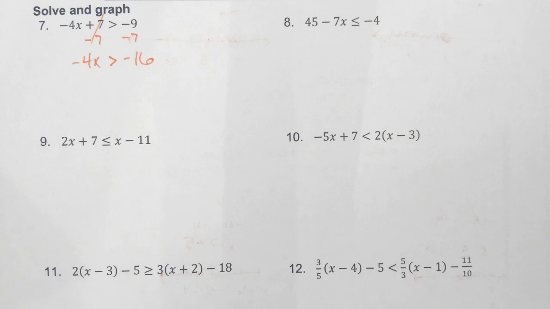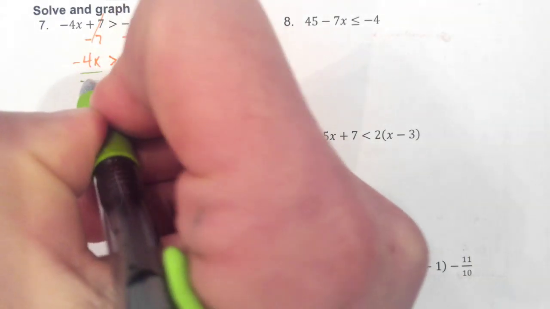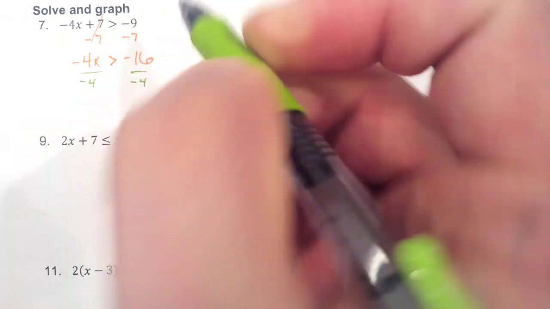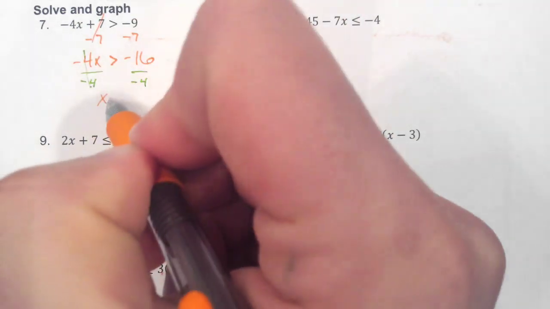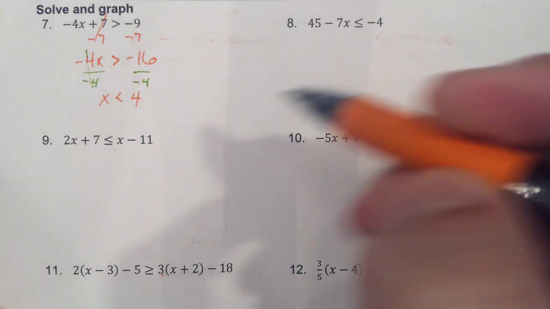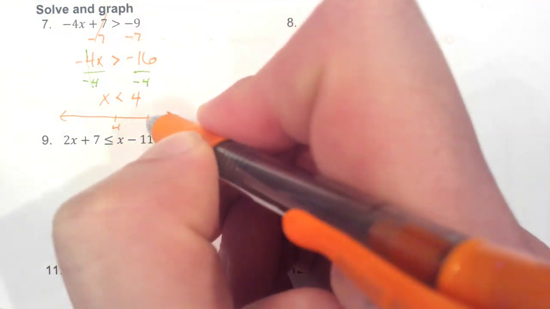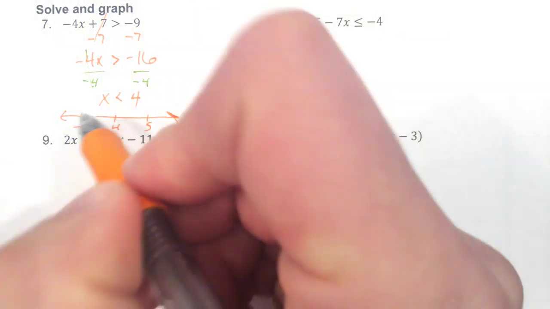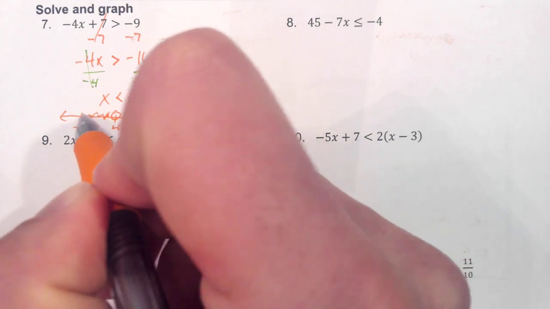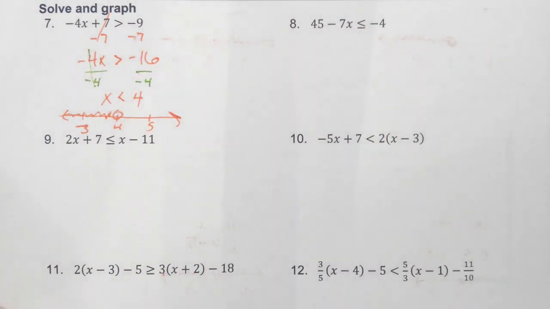Now to get x by itself, I got to get rid of that negative 4. To get rid of that negative 4, I divide by negative 4. Here, I am dividing by a negative number. So since I'm dividing by a negative number, my inequality symbol flips, and do the math, and you should get positive 4. Put that on a number line real quick. 4 would be in the middle, 5 and 3 on either side. That would be an open circle on 4, and you would shade it to the left.